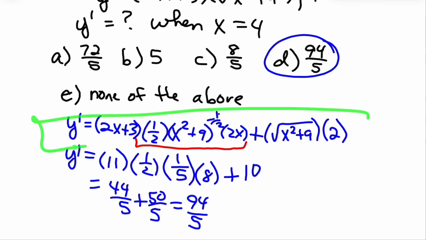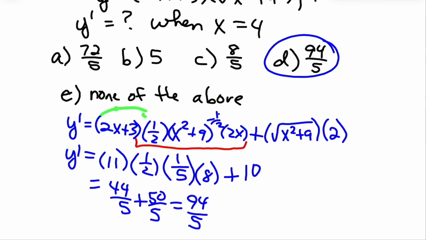So I just did that derivative using the product rule and the chain rule, got my derivative, and then I just plugged in 4. Okay, now watch when you plug in 4. You get 11, and the half just comes down. 16 plus 9 is 25. When you square root that, you get 5. When you flip it, you get 1/5.